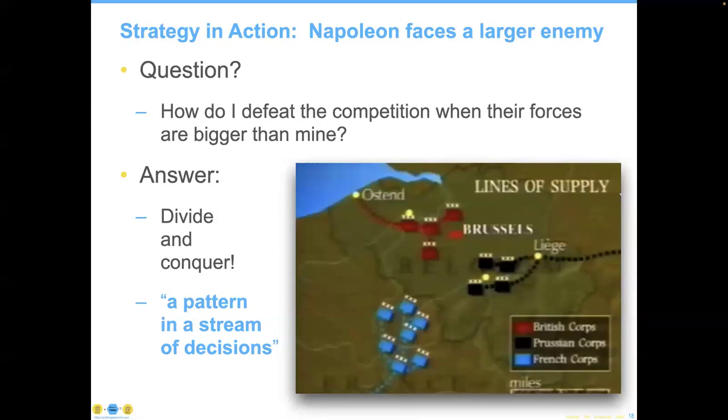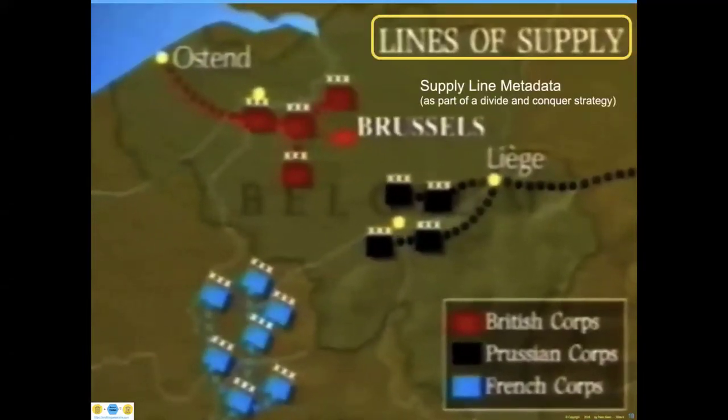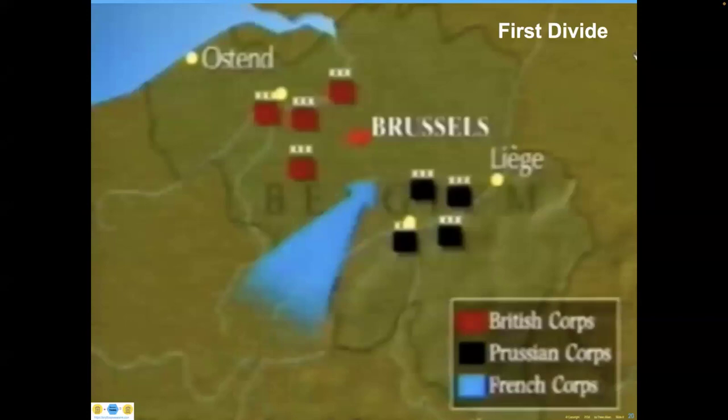Now let's take a little closer look at this strategy here. As we dive in, you can see that lines of supply are shown on this particular map, meaning that it was one of the major causes of analysis. And the British, remember, in red, are supplied from the coast in Ostend, whereas the Prussians are supplied out of Liege, remember, they're in black. So our strategy becomes now two-part.